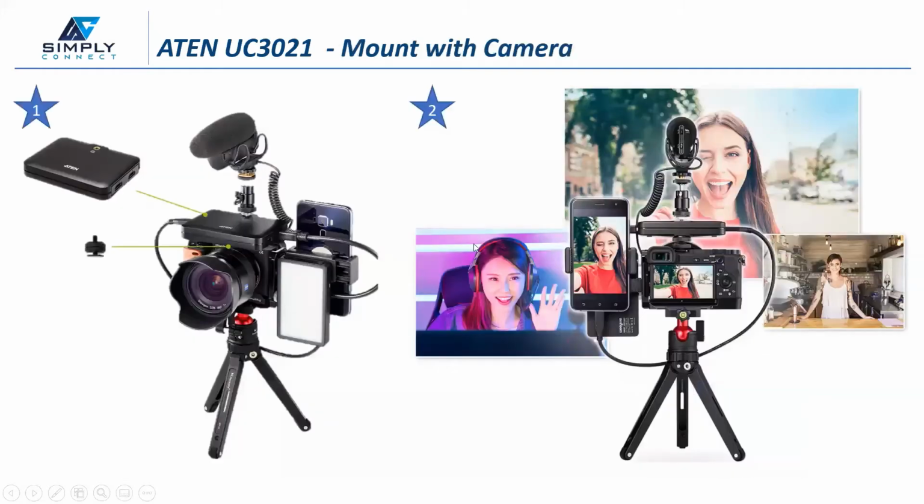Another special thing about this UC3021 is that it has a quarter-inch mount. You can mount it to a tripod stand or the hot shoe of the camera. So let's say, for example, this setup: you can capture and then go into the phone, or it can be a PC as well, to stream out.